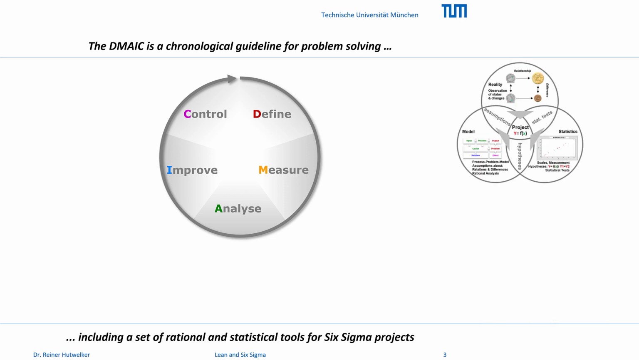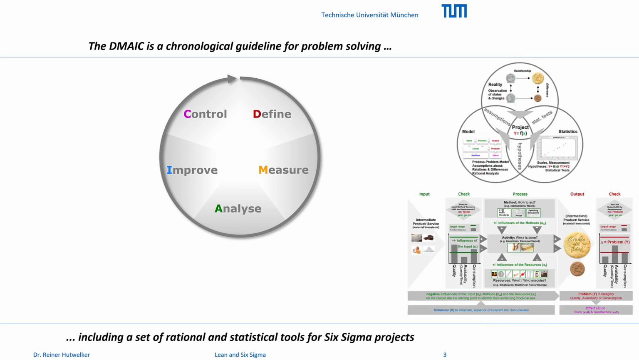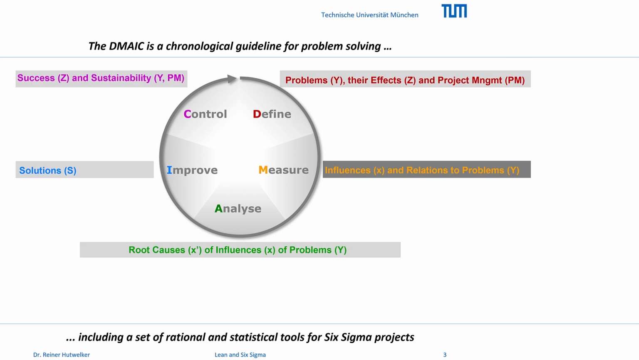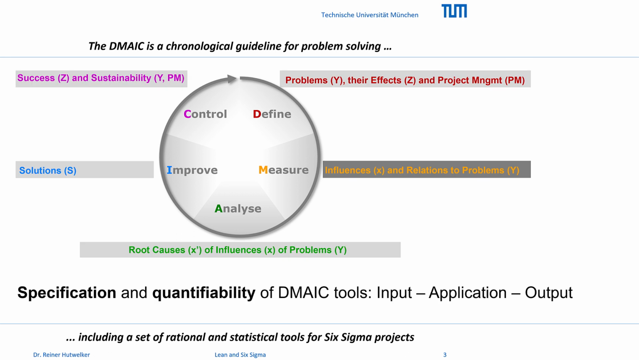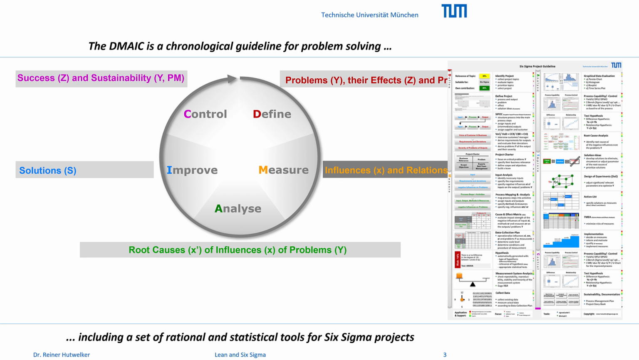Therefore, we have scientifically substantiated the basis of the Six Sigma projects, clearly delineated the DMAC phases, specified their respective purpose, as well as the application of the tools, their inputs and outputs. This is the basis for our standard toolset of the Sigma Guide with a chronologically clear sequence of the DMAC tools we use in our projects.